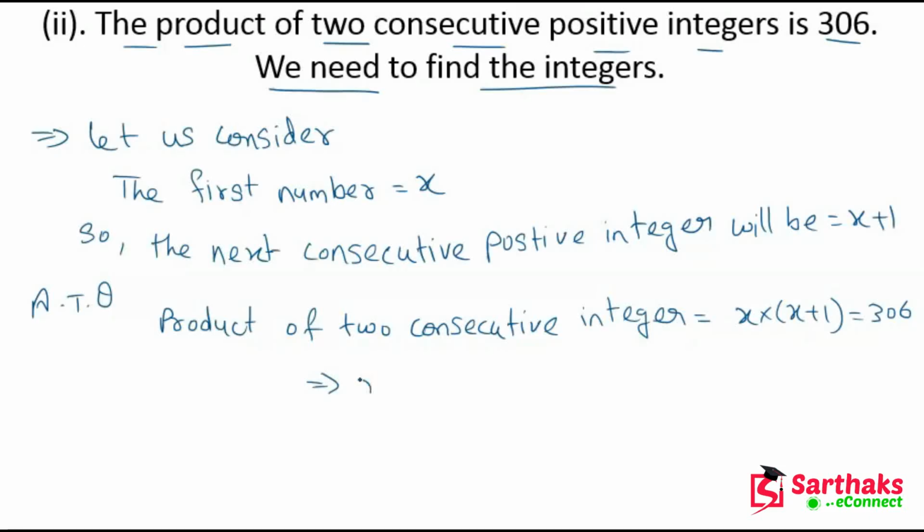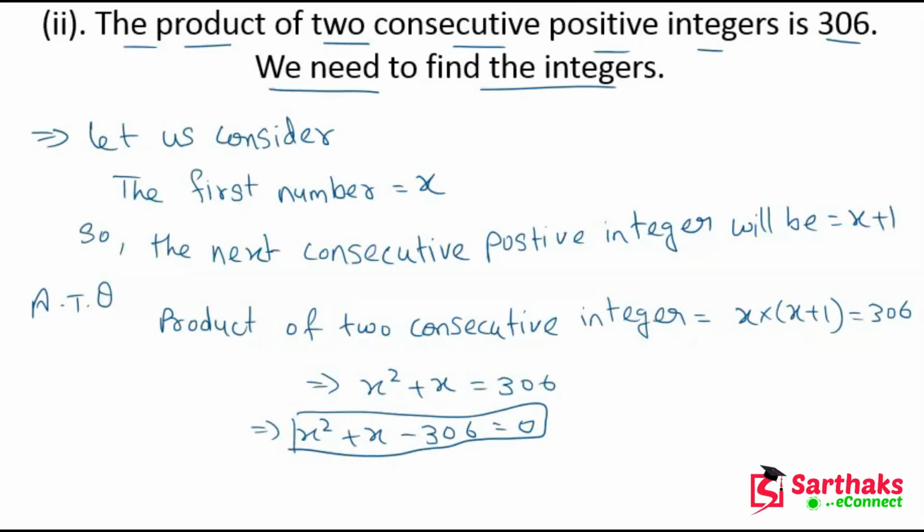So we get x square plus x, which is equal to 306. Okay, so now this will become x square plus x minus 306 is equal to 0. So this equation is a quadratic equation. So my dear friends, I hope you understand these things, how to deal with these questions.